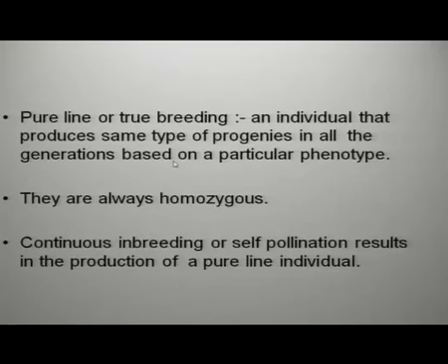Now, how can we convert a plant or an individual into a pure breeding one? We can do continuous inbreeding in the case of animals, and in plants we can do continuous self pollination. So, by continuous self pollination or by continuous inbreeding, we can convert an individual into a pure breeding one, or a pure line, or a true breeding one, or into a homozygous one.